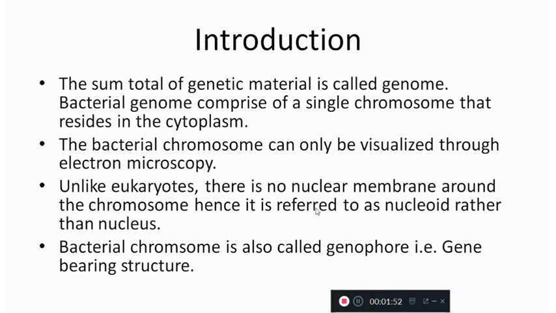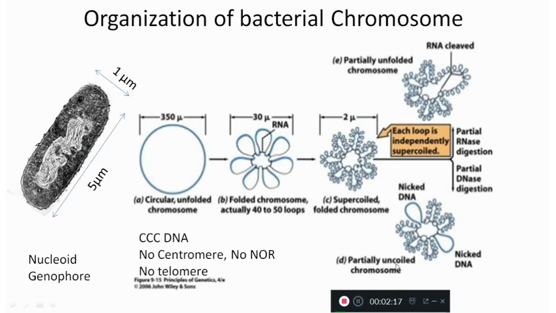So that's why the bacterial cells are called prokaryotes, because they don't have a true nucleus bound by the nuclear membrane. So this is called the nucleoid. It is also called genophore because it bears genes. Phore means bearer and geno means genes, so a gene-bearing structure. Of course, all chromosomes are gene-bearing structures.